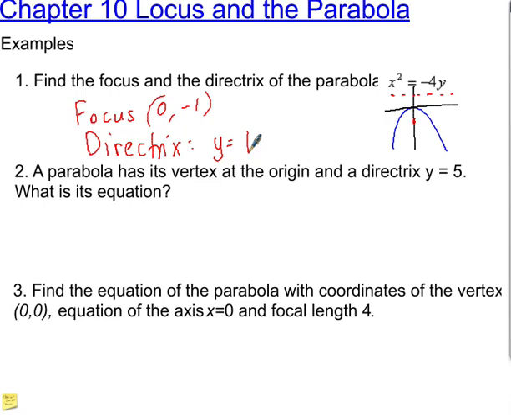Does anyone have any questions? It's really important in this topic to work off a diagram. Work off a sketch, just like the locus problem. Alright, I'll give you a chance to copy down the next example.